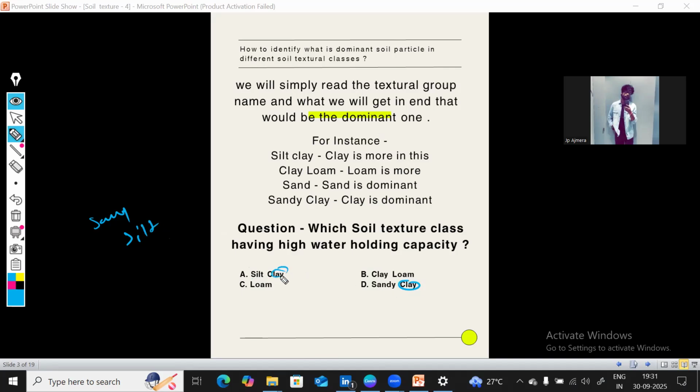That means the water holding capacity is maximum in both of them. But one has more sand, one has more silt. So silt has more water holding capacity because micropores are more compared to sand. All the things we already learned, so we will go with this answer.